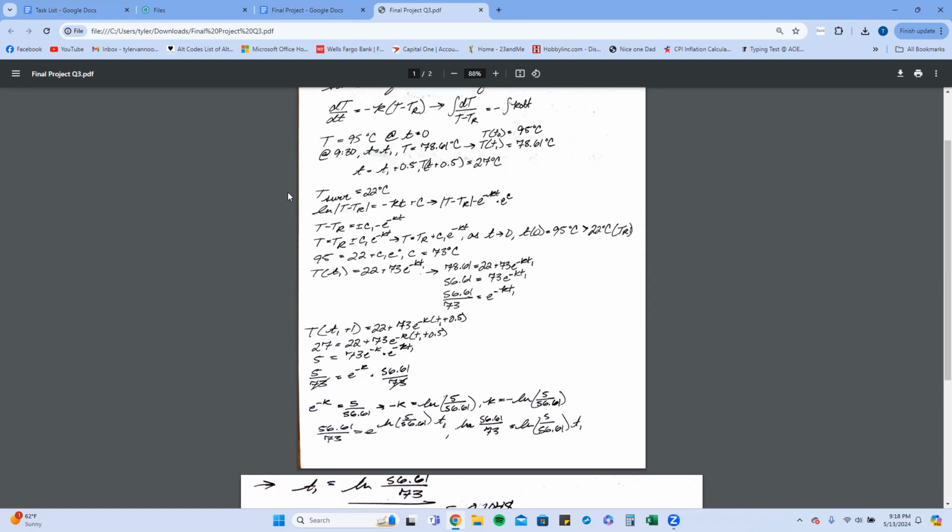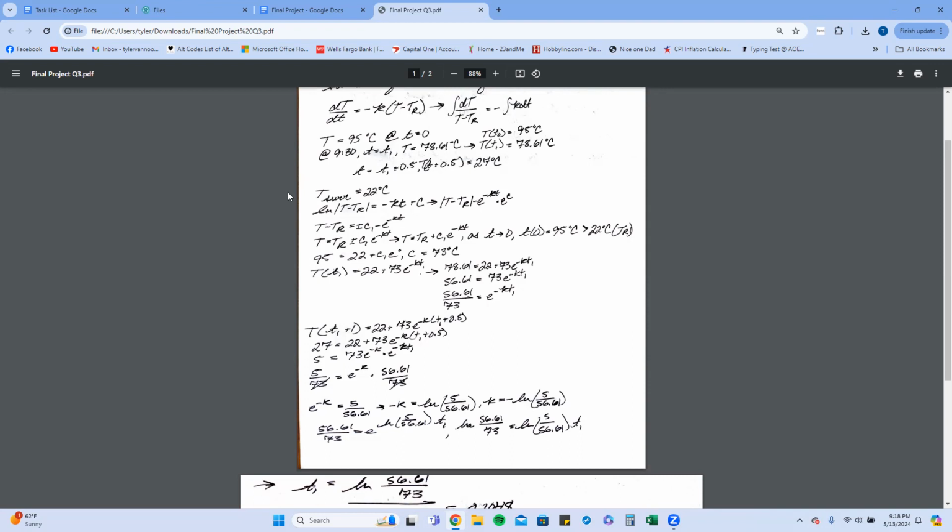And then we continue to refine that as t becomes 0. It is 95 degrees Celsius, which is greater than the room temperature, ideally. We substitute our values. So we have 95 degrees Celsius is equal to 22 plus C1 e to the 0. E to the 0 is 1. So then solving for C1, we get 73 degrees Celsius.